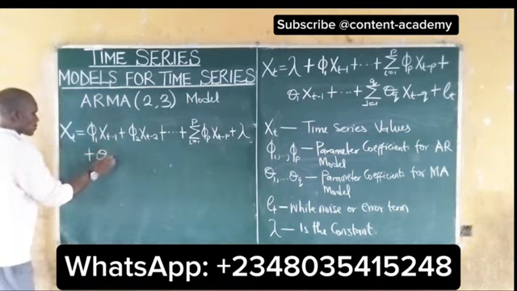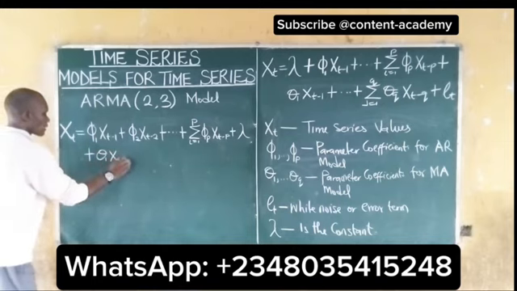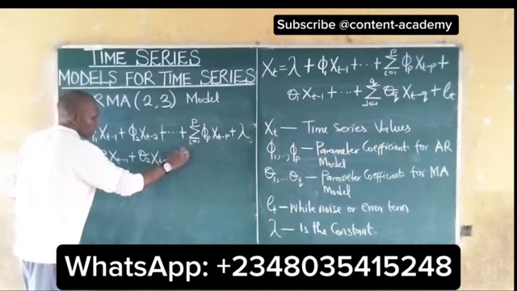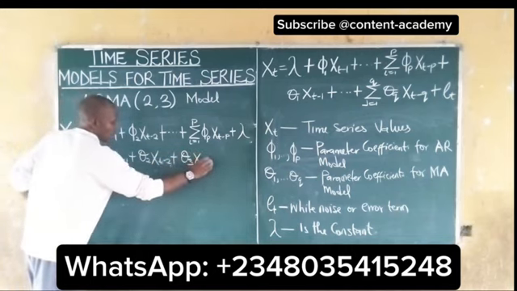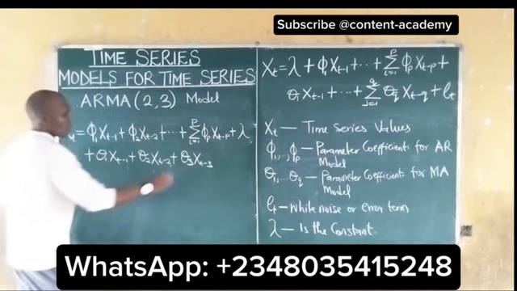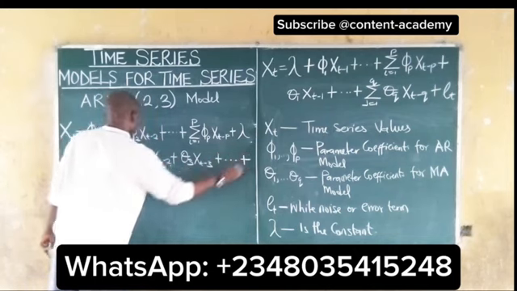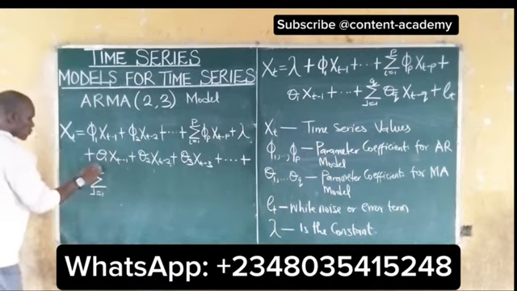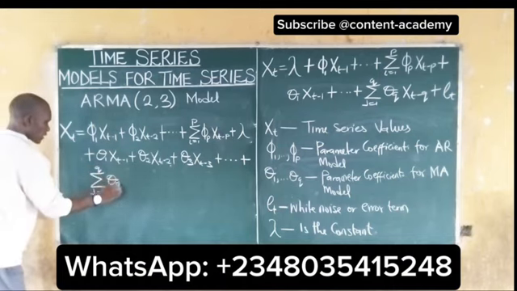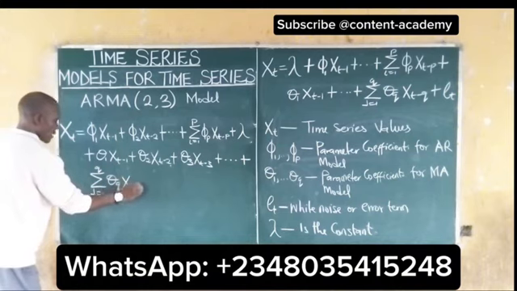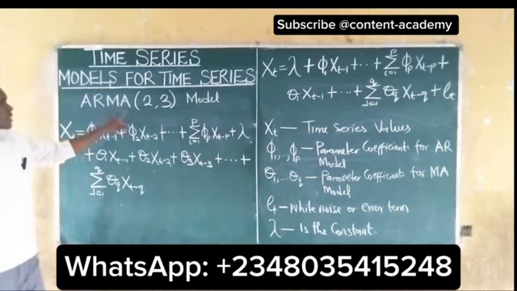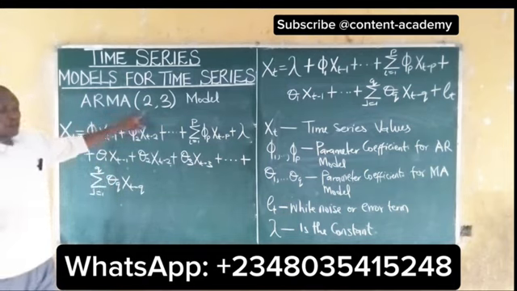The moving average will have theta_1 e_{t-1} plus theta_2 e_{t-2} plus theta_3 e_{t-3}, plus it continues like that to give us the summation of j running from 1 to q, theta_q e_{t-q}. So this is how we can compute the ARMA model.